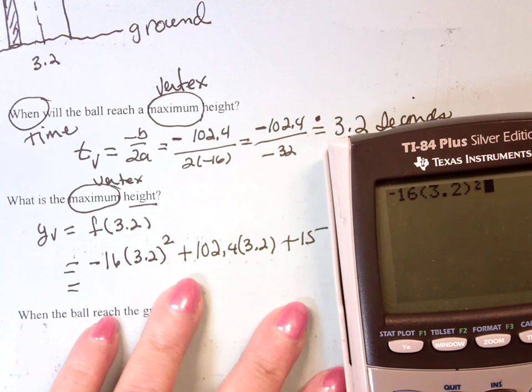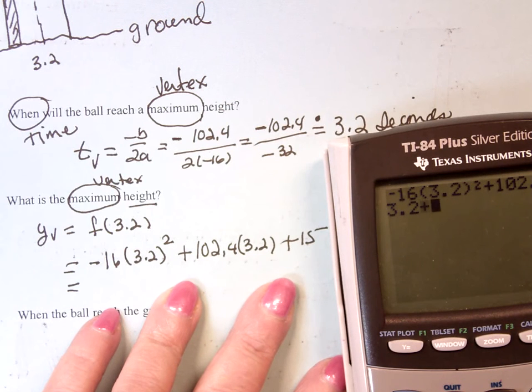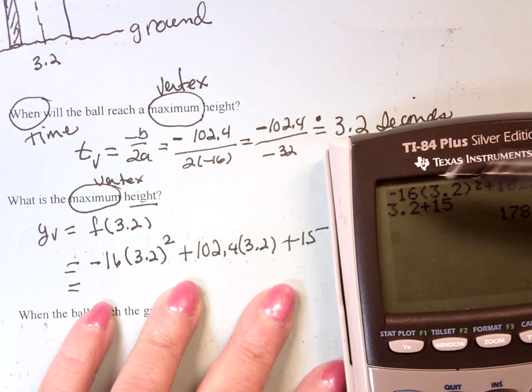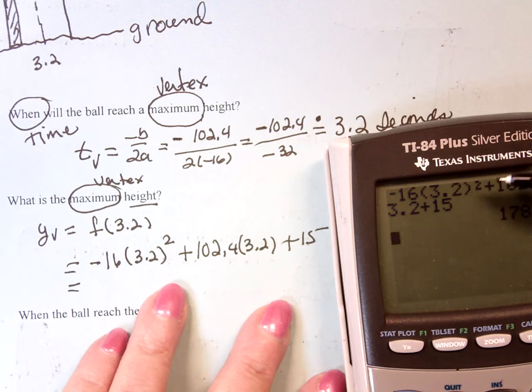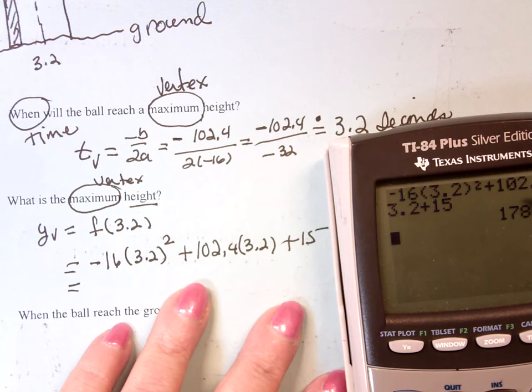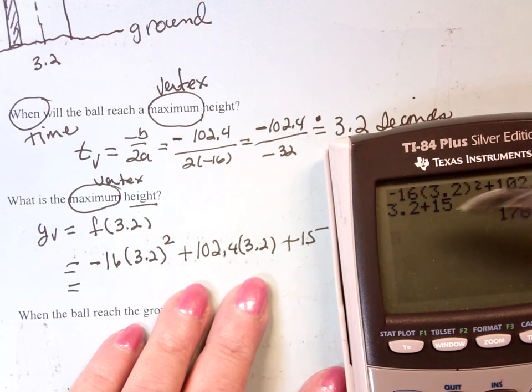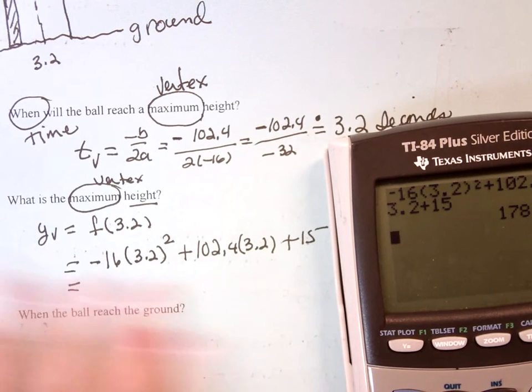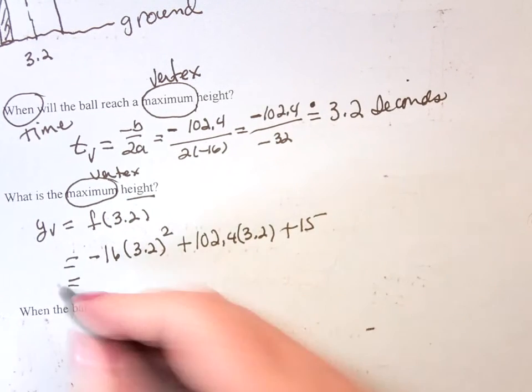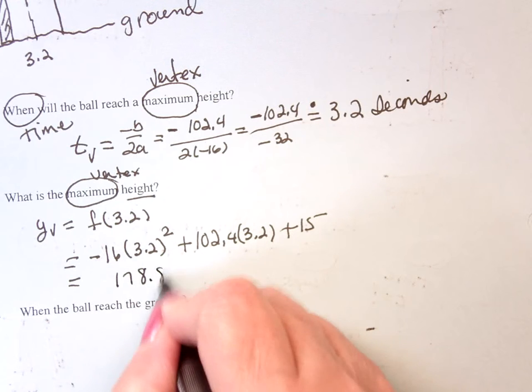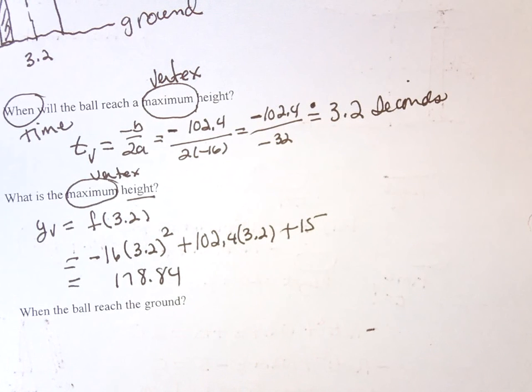So 3.2, and again I put that in parentheses, that's a habit, squared plus 102.4 times 3.2 plus 15. So negative 16 times 3.2 squared plus 102.4 times 3.2 plus 15 is 178.84. What? Feet.